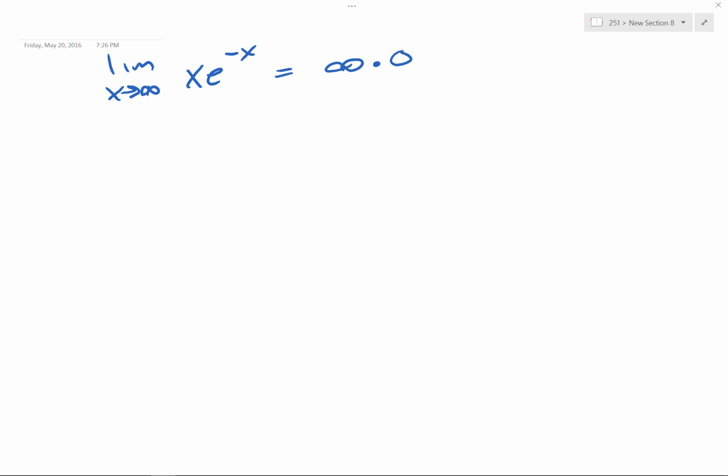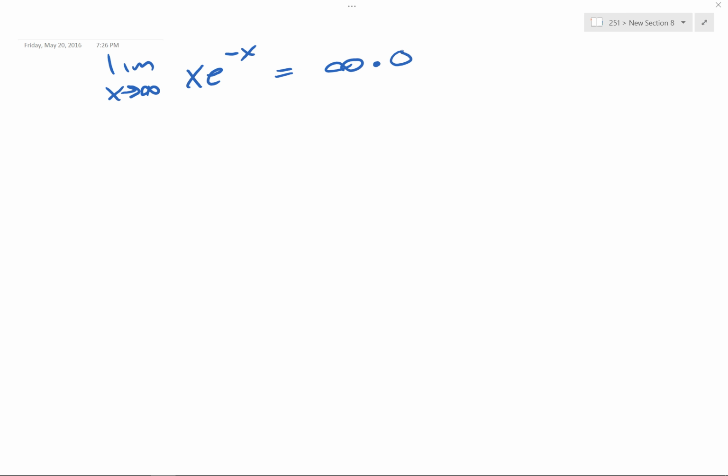Now, you may recall that only infinity over infinity or 0 over 0, those are the only two that are indeterminate forms. That said, this is still a problem. We don't know what 0 times infinity is, okay?